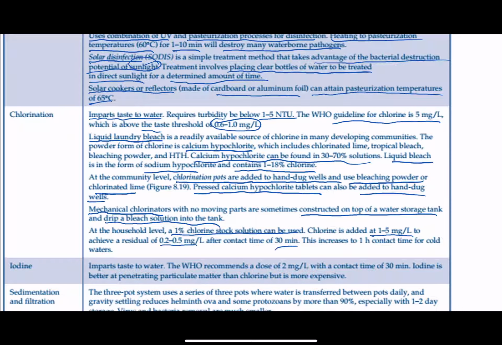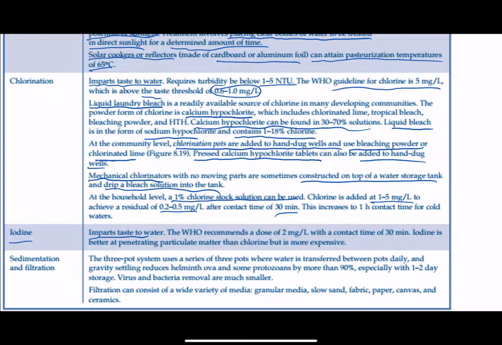Iodine is the other one, which imparts taste to water. The WHO recommends a dosage of 2 milligram per liter of iodine with a contact time of 30 minutes. Iodine is better at penetrating particulate matter. Some particulate matter will hide some pathogens within. So it is good that iodine will penetrate this particulate matter better than chlorine, but of course it's more expensive.